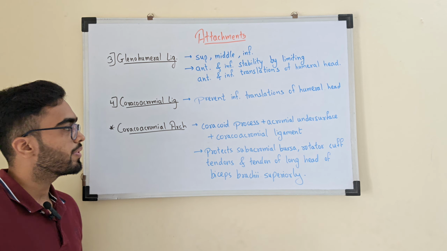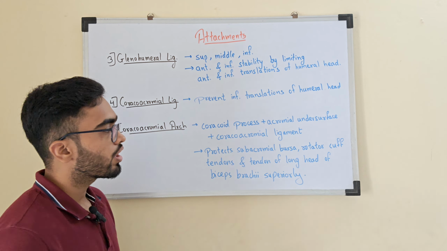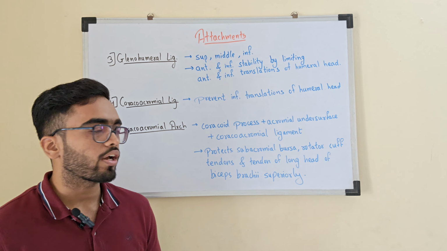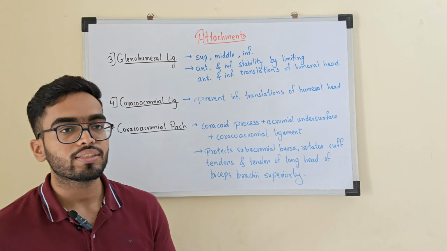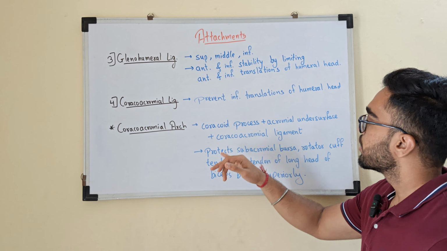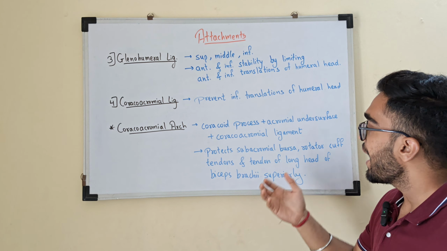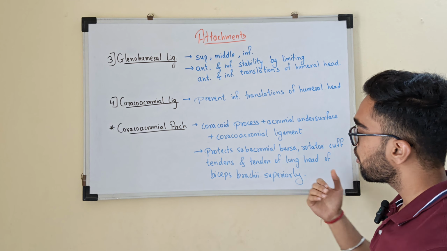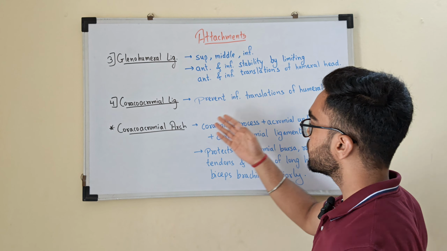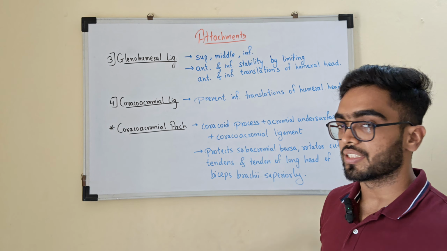Next is a special mention, which is the coracoacromial arch. It consists of the coracoid process, the acromial undersurface, and the coracoacromial ligament. So what does this coracoacromial arch help us with? It protects the subacromial bursa, rotator cuff tendons, and the tendon of the long head of biceps brachii superiorly.